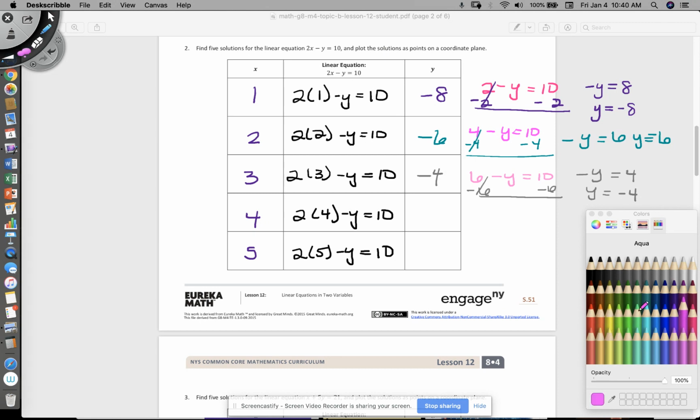All right, I'm going to put my other ones over here. We have 2 times 4 is 8 minus y equals 10. So again, subtract that 8. And I get -y equals 2. Give that negative to the value here of -2. And the last one, go ahead and try on your own. If you need to pause the video, you may.